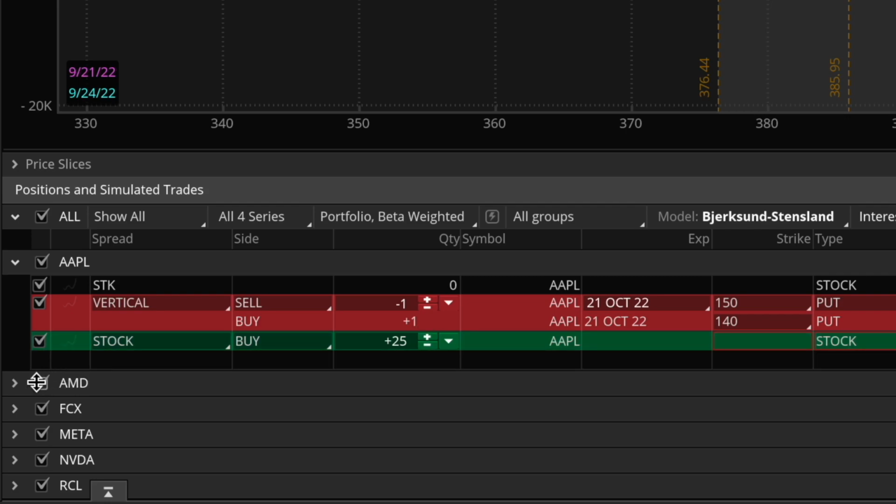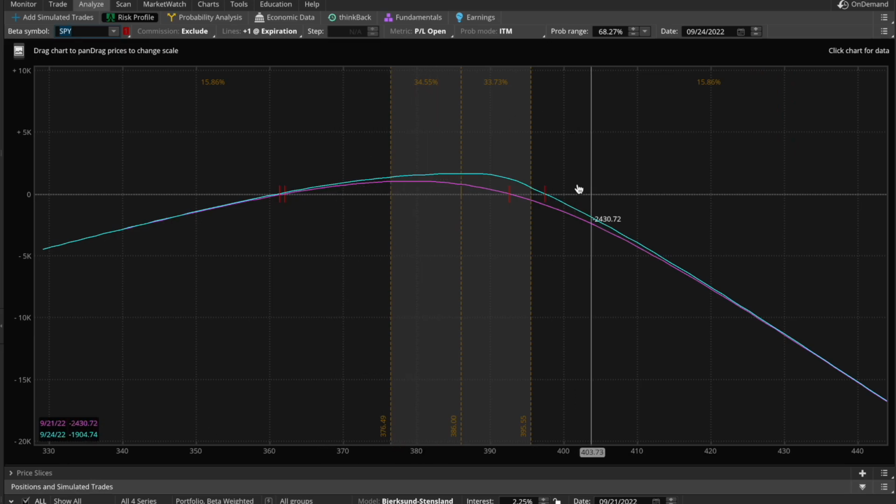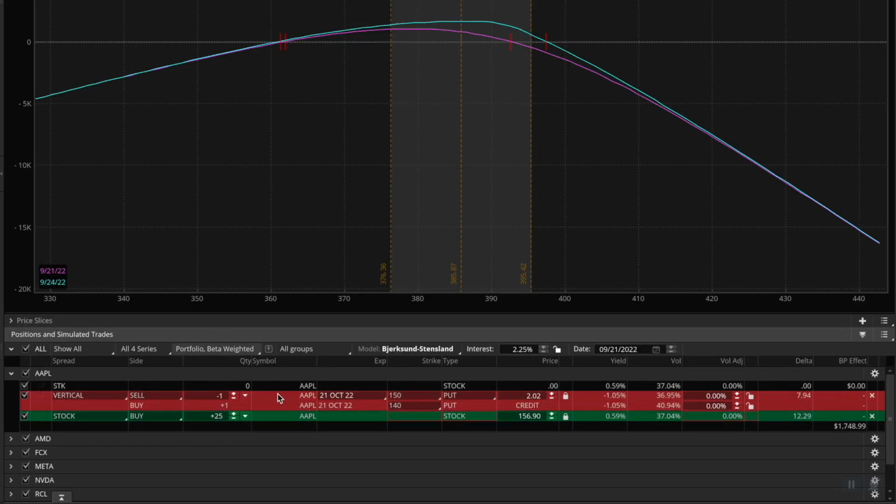And then below that, these are all my existing positions that I have on right now. So I've got trades on in AMD, Meta Platforms, NVIDIA, etc. And right now, as you can see here with the Apple trades, this box is currently checked. So that means right now in this chart, it's showing you how my entire portfolio is situated compared to SPY or the S&P 500, assuming I were to actually make these Apple trades.